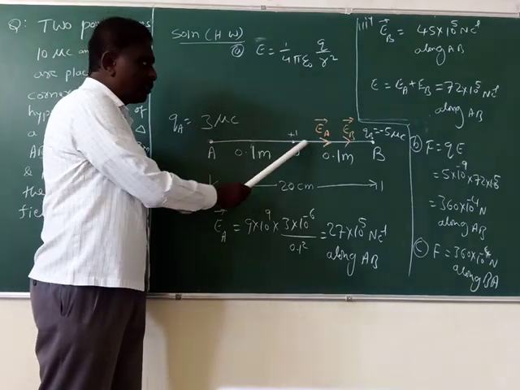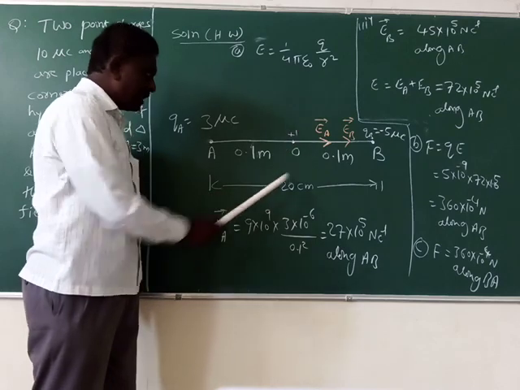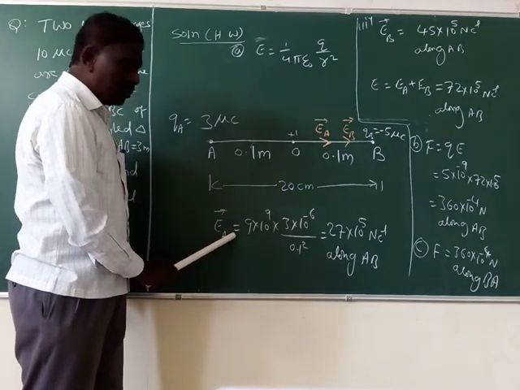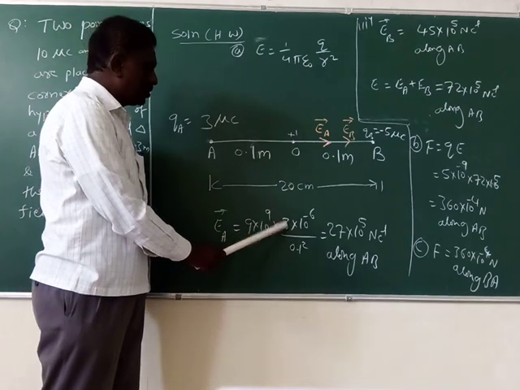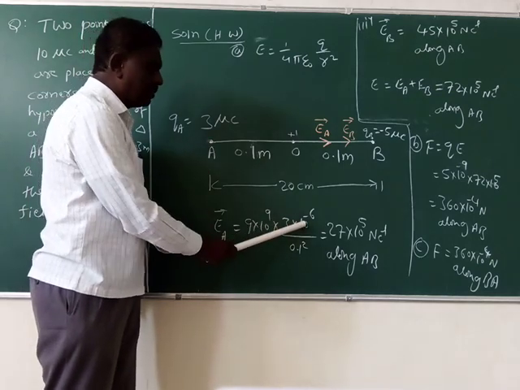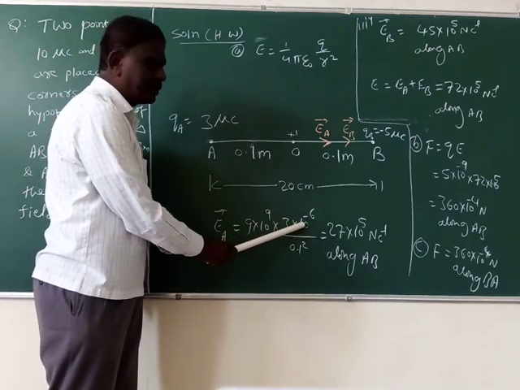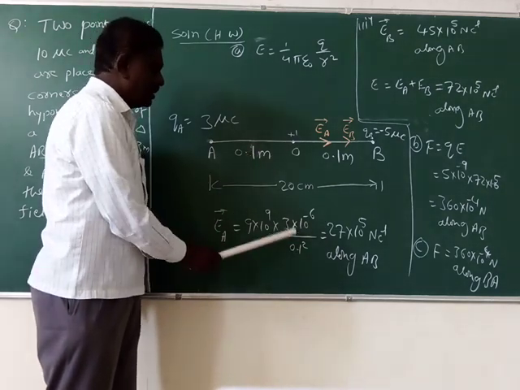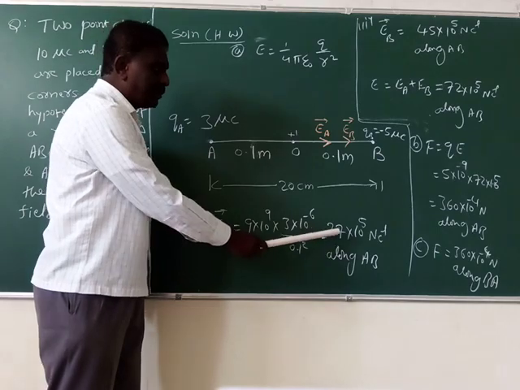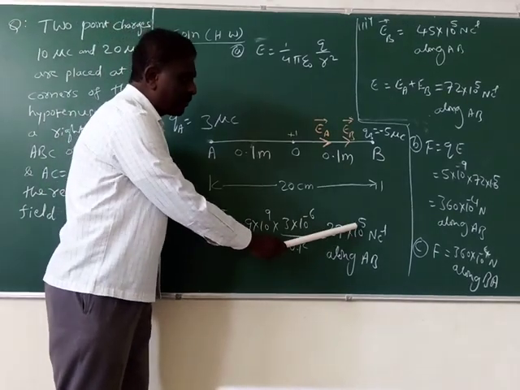Electric intensity at O due to charge at A is EA is equal to 1 by 4 pi epsilon, which is 9 into 10 to the power 9, into charge at A, 3 μC. Mu means 10 to the power minus 6, divided by AO square, which is 0.1 square. Simplification of which gives you 27 into 10 to the power 5 Newton per coulomb.